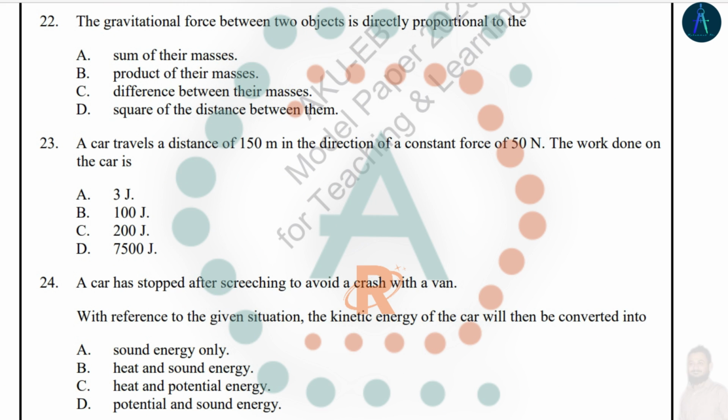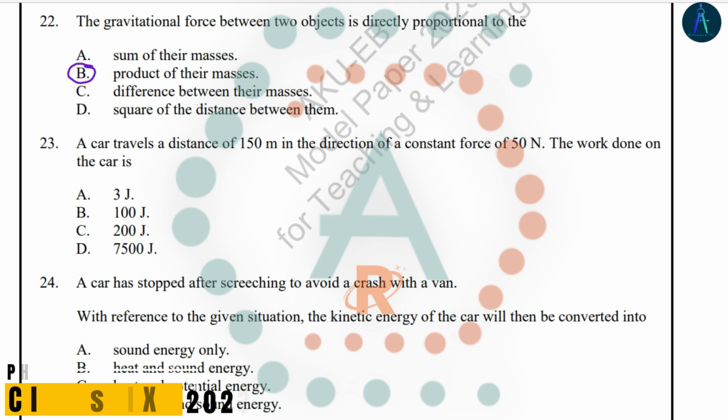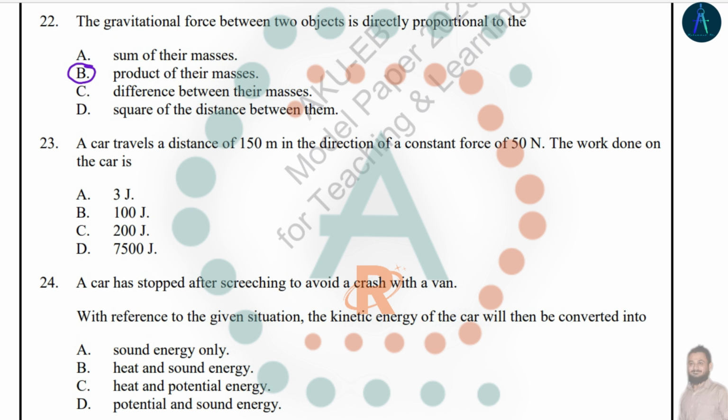The gravitational force between two objects is directly proportional to the product of masses and inversely proportional to the square of the distance between the bodies. So this statement is actually the universal law of gravitation.